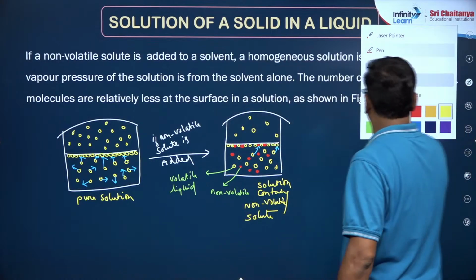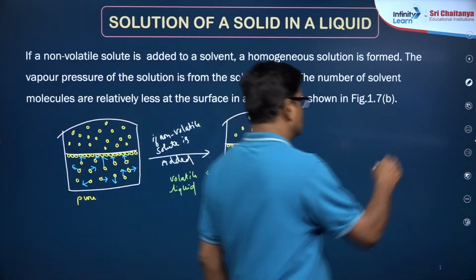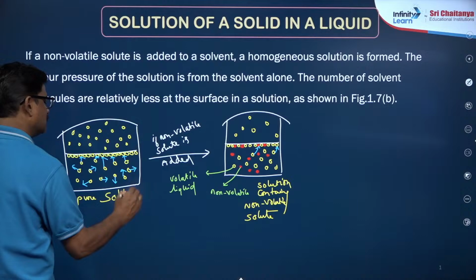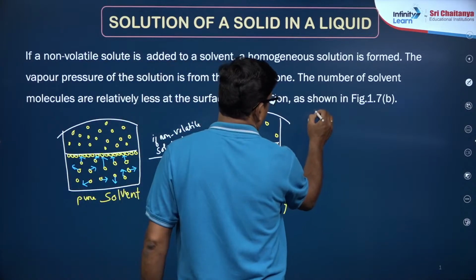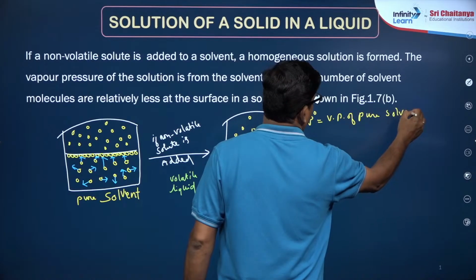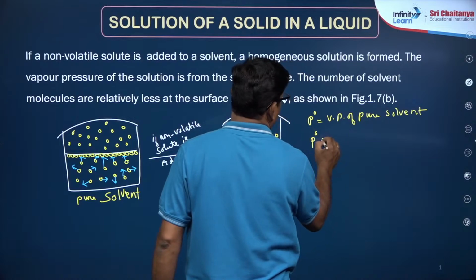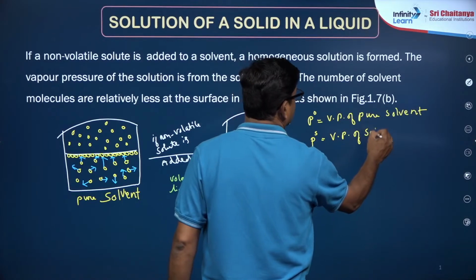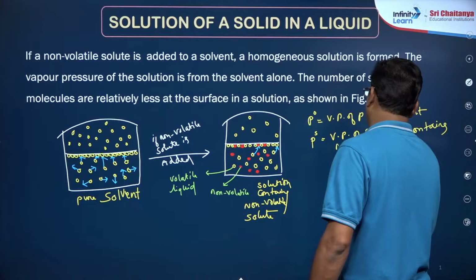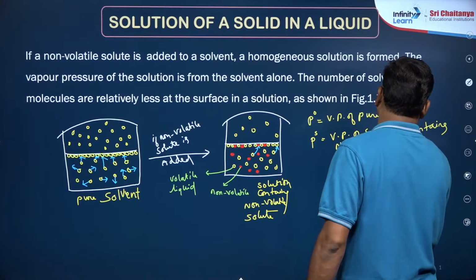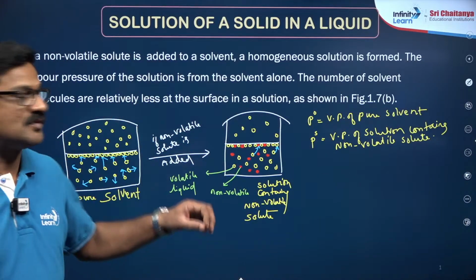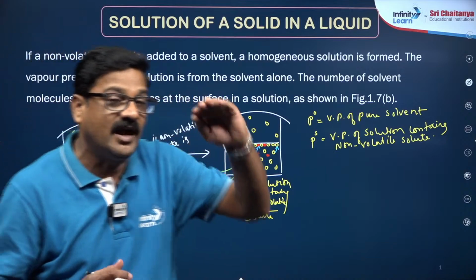I just want to say pure solvent. P naught is the vapor pressure of pure solvent and PS is the vapor pressure of solution containing non-volatile solute in it. So when a non-volatile solute is dissolved in it, what will happen to the vapor pressure, increased or decreased?